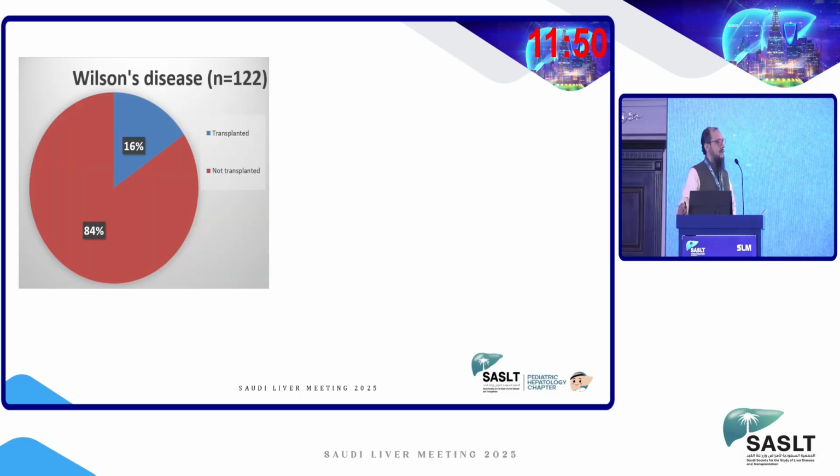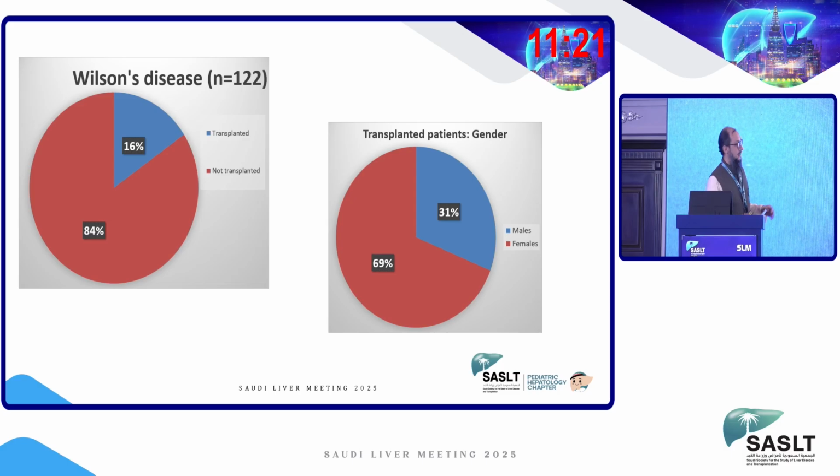I'll be presenting the data that we have about Wilson disease at King Faisal Specialist Hospital. So we did an automated search of all the patients who were labeled as Wilson disease, all the pediatric patients, mind you. This excludes the adult patients. We included all the patients who were diagnosed with Wilson's in the pediatric age group, less than 18 years of age. So we found 122 patients who were labeled as Wilson, out of which 19 patients underwent liver transplantation. And I will shift my focus to the transplanted patients.